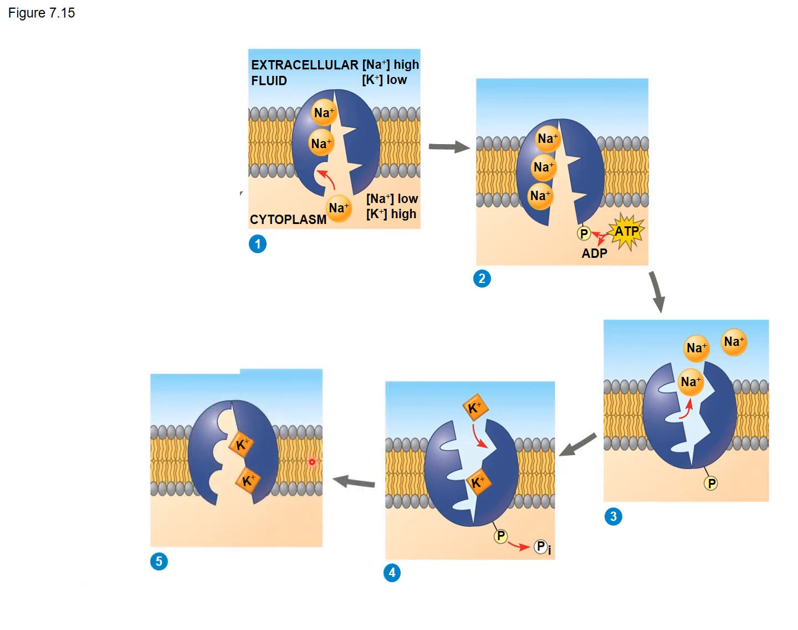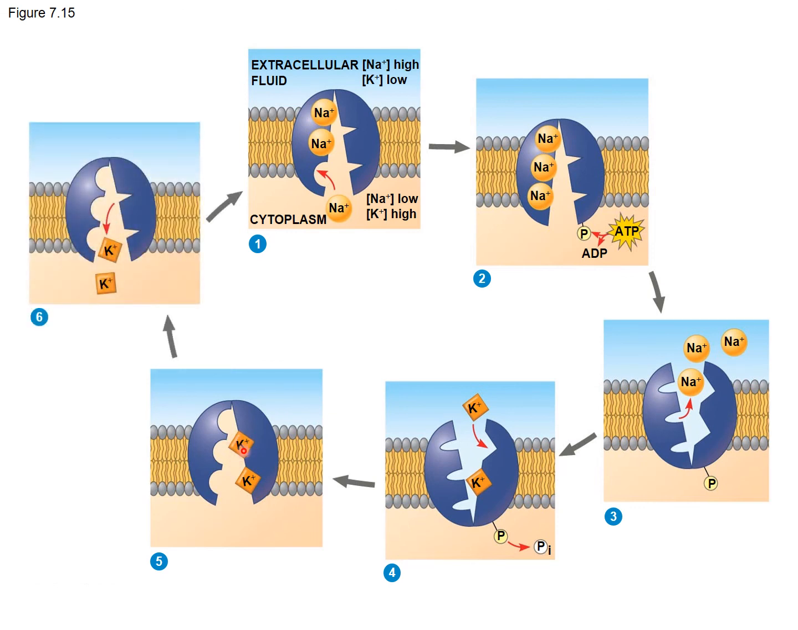But here we can see that potassium has bound, and then the phosphate has been removed so that the protein moves back to its original shape. And then it can complete that same cycle again. Now it's ready to bind more sodium, and keep doing this until it doesn't need to anymore.